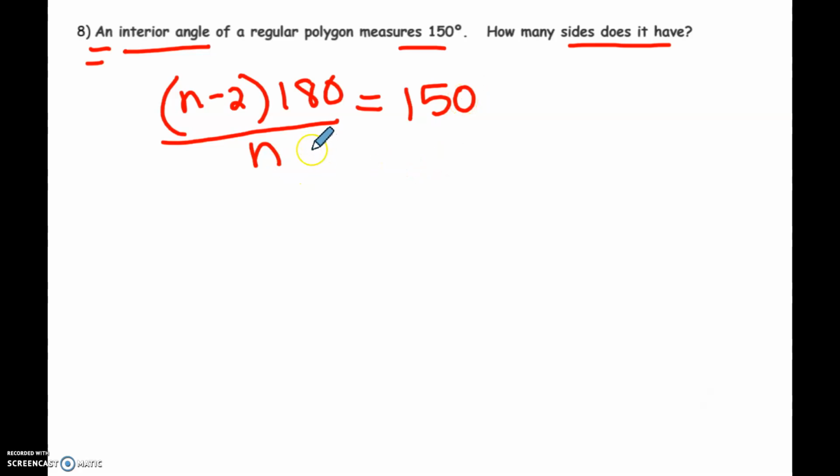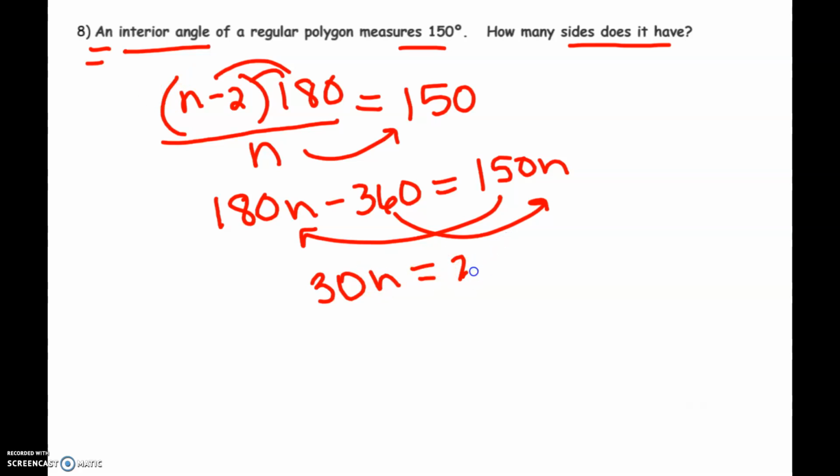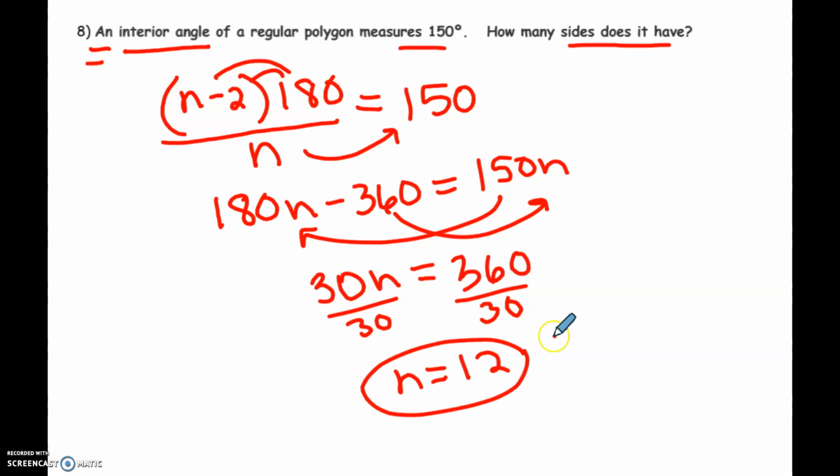To solve this, I'm going to bring my n to the right side and distribute my 180. So I get 180n, take away 360 on the left, and 150n on the right. And I'm just going to take my n's to the left side of my equation, my constants to the right. 180 take away 150 is 30n, equal to 360. And we can just divide by 30. 30 goes in there 12 times. So we have a 12-sided polygon here.